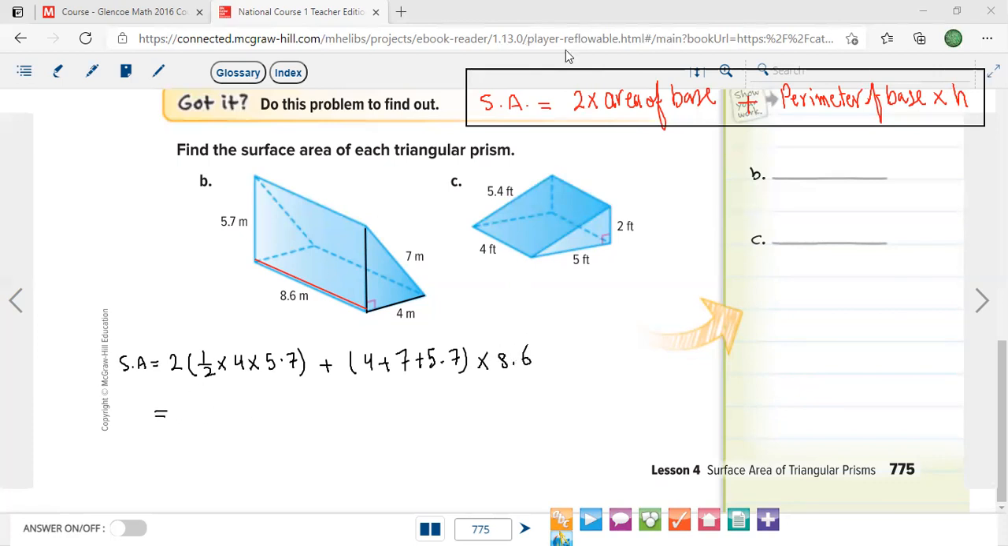So let's finish calculations. Always the 2 will cancel the half. So this always will be 4 multiplied by 5.7, plus 4 plus 7, 11, 11 plus 5.7, 16.7, multiplied by 8.6.